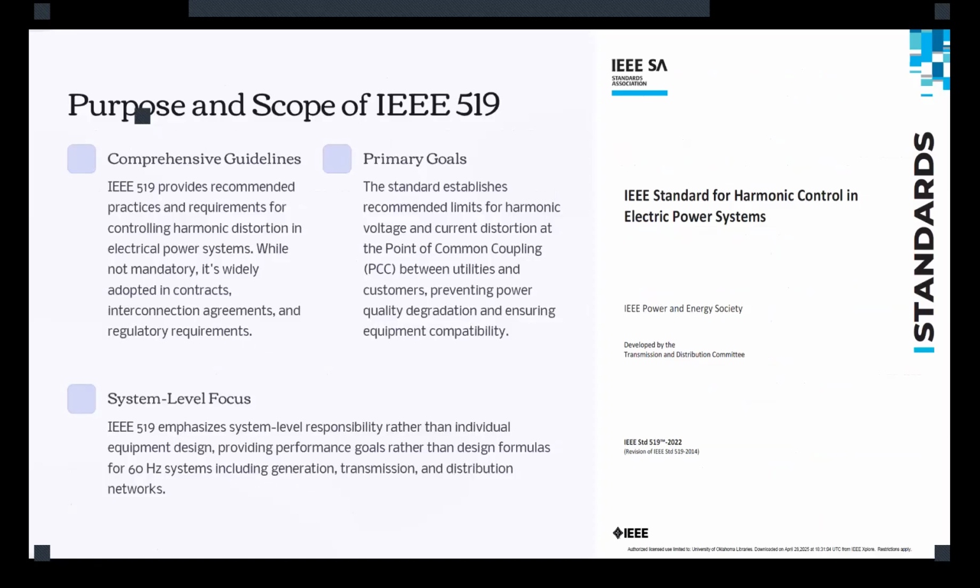Now, let's talk about the purpose and scope of IEEE 519 before we start the content of this standard. This standard IEEE 519 basically provides some recommended practices and requirements for harmonic distortion control. So that means that this standard is a guideline. It is not a rule or mandate. It tells the engineers how to reduce the unwanted electrical harmonics in the power system and improve the reliability and the safety in their system.